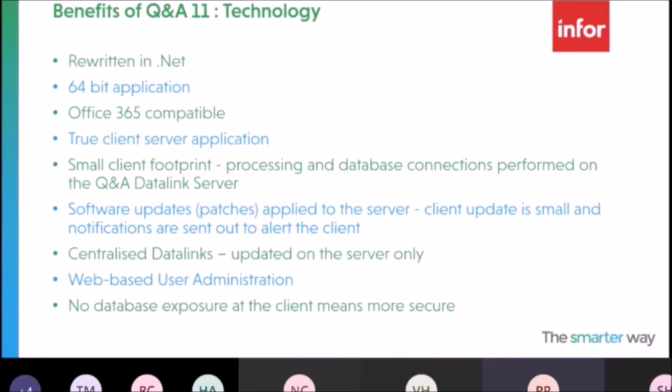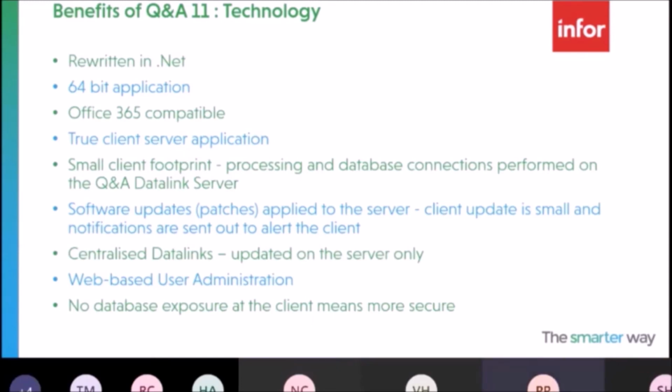It also means that software updates, and Q&A 11 now has a patch program, so every time there are, let's say, some bug fixes or some enhancements, you don't necessarily have to install a new version. So all patches are applied to the server. The client update is very small, and what happens is when you patch the server, if the add-in needs to be updated, it's notified when you log into the application from the user's PC, and they just press a button and download the later add-in. It's as simple as that. So it's much more simple to administer for IT departments.